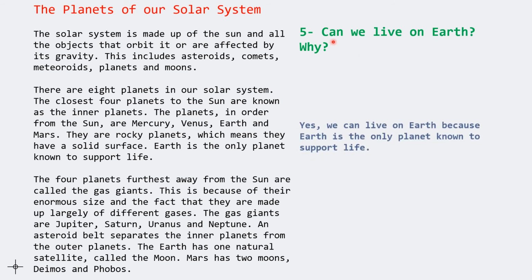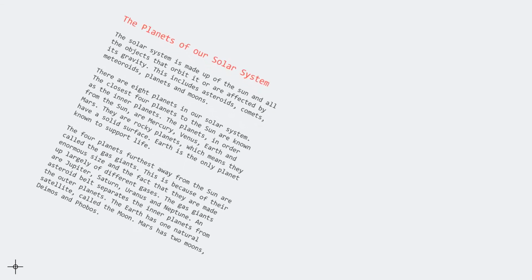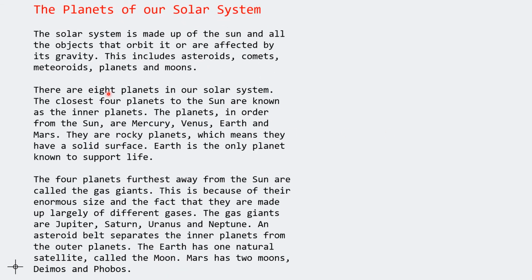Here we have to answer two parts of this question. Yes, we can live on Earth. This is the first part, and we have to mention the reason, because Earth is the only planet known to support life. Now we have finished question 5 on the passage. Let's move to the last question on the passage. In your exam, you are going to have 2 passages and 6 questions on each passage.